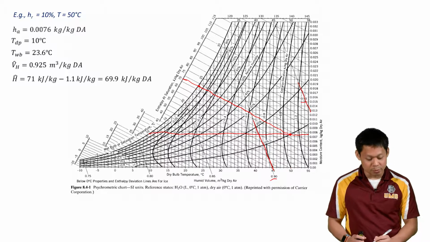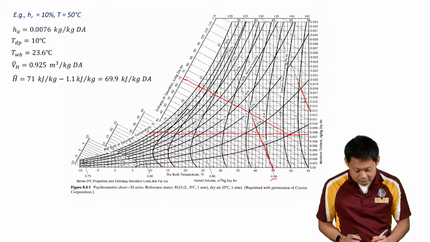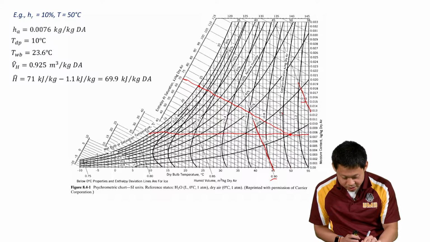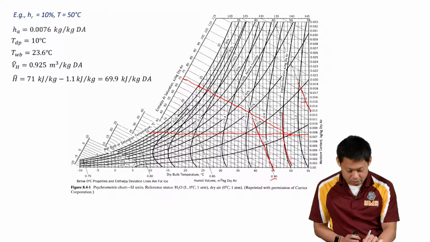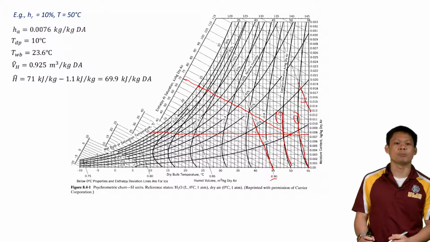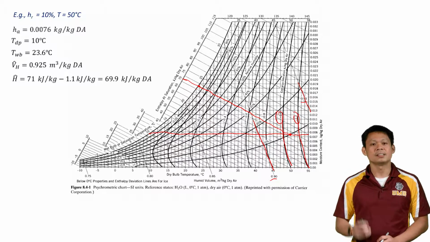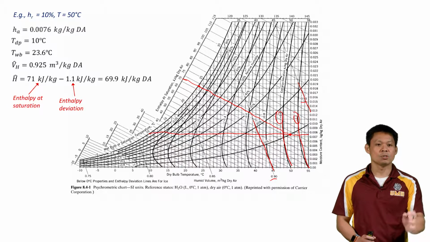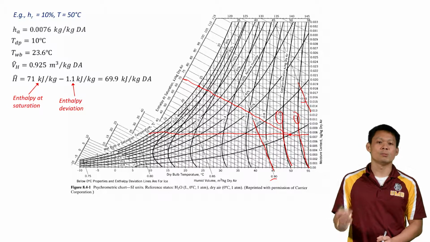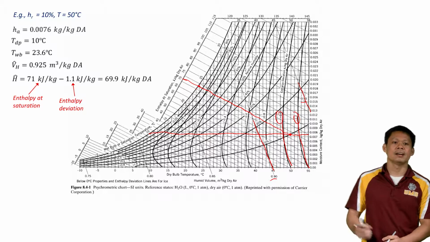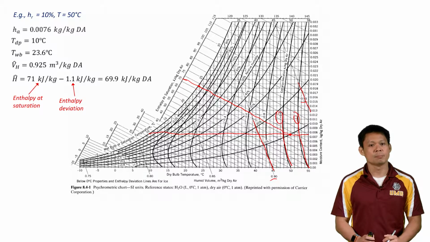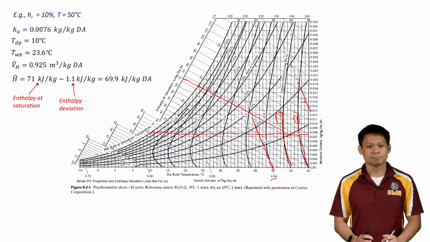We are not saturated, which means we need to figure out the correction. Look back at our point. We are right here. Our enthalpy deviation here is minus 1.0. Here is minus 1.2, so we're somewhere in between, so I call it minus 1.1. You have 71, minus 1.1, our correction, and so we have 69.9. So again, the 71 comes from the enthalpy at saturation, the 1.1 comes from the enthalpy deviation, and that's how we end up with the enthalpy of this stream that is at relative humidity 10% and temperature 50 degrees C.